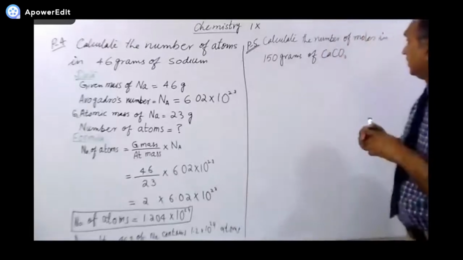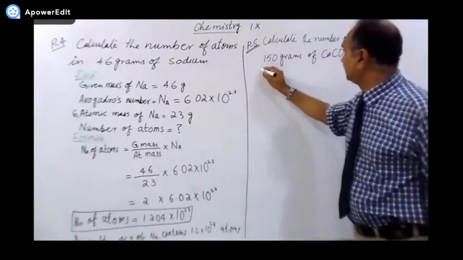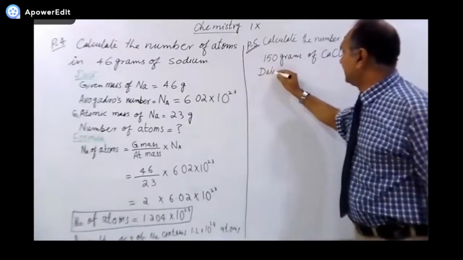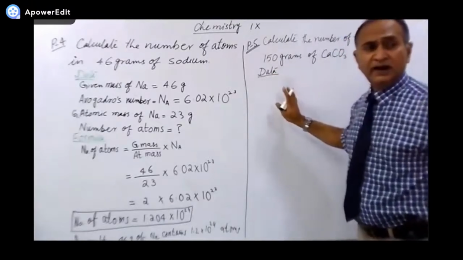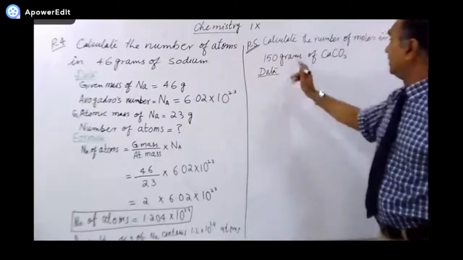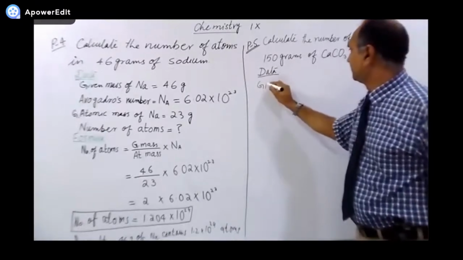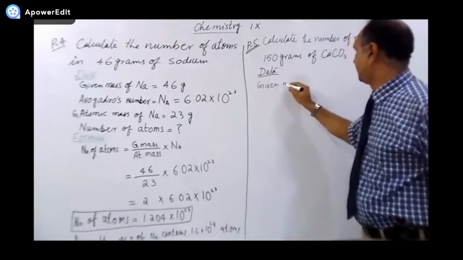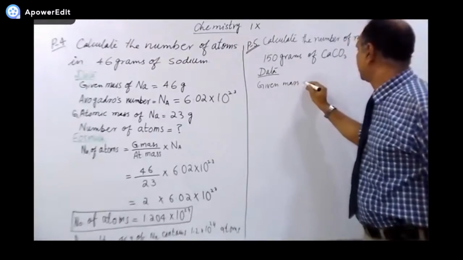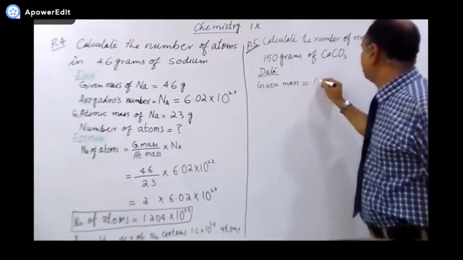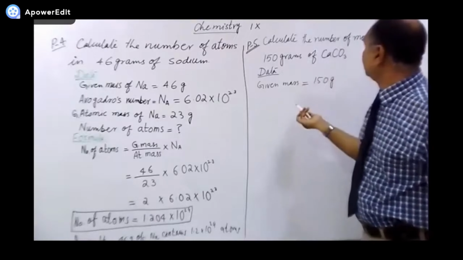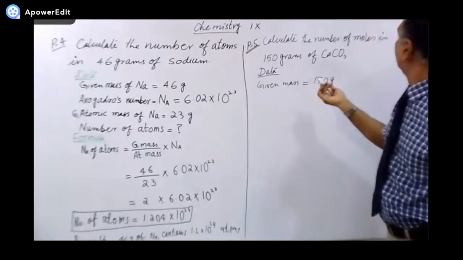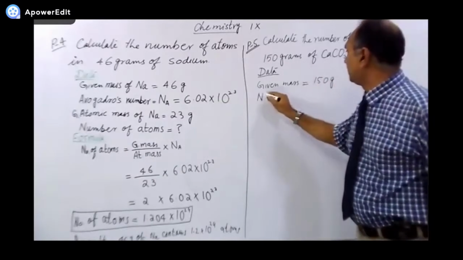Okay? So what is the data over here? Since the question is easy, already you know, that is why I will be a little bit faster this time. Given mass, 150 grams. What else? Nothing else is given. Number of moles is to be found out.